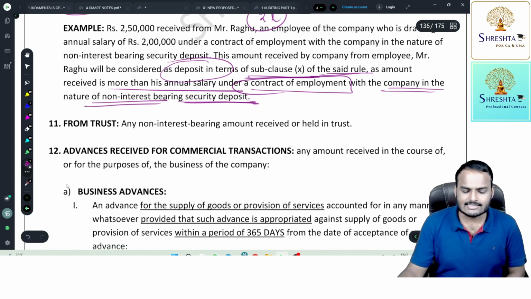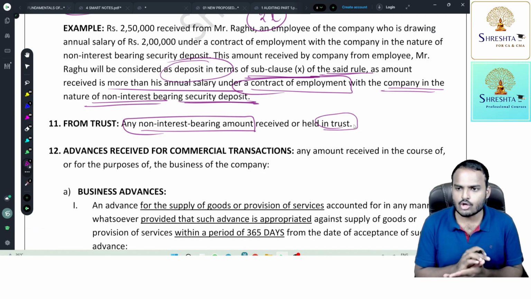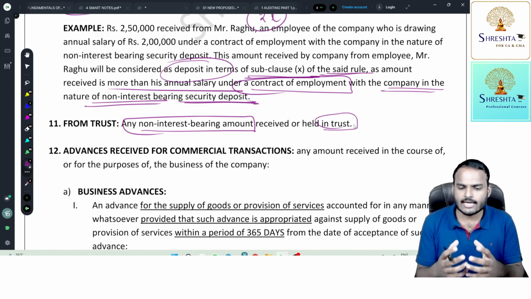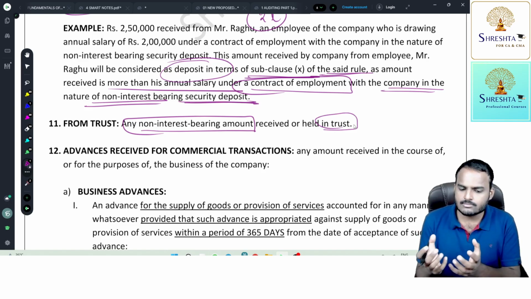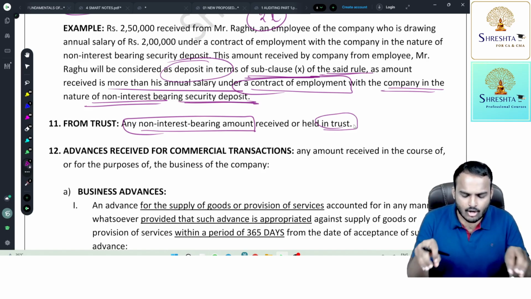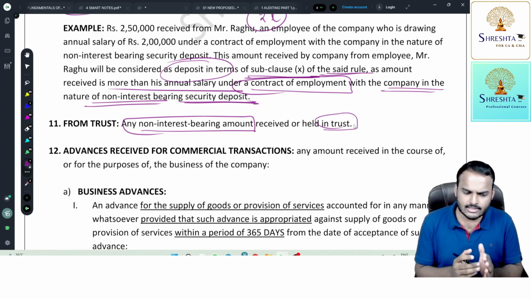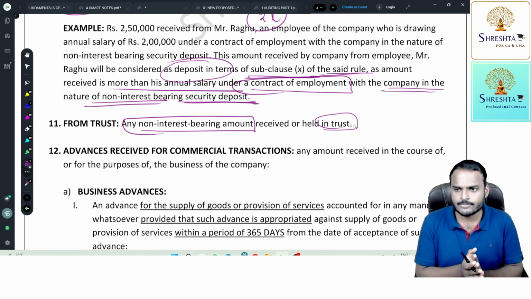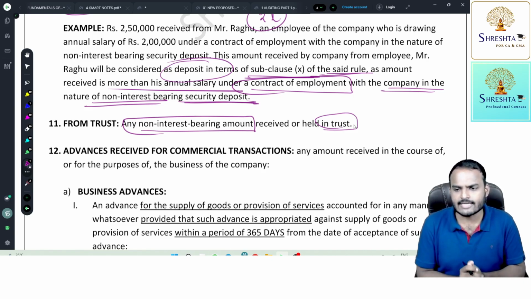Next one, from trust. Any non-interest bearing amount received or held in trust is also not treated as deposit. Suppose I created a trust to promote educational activities. In all rural areas, all the children should be educated. That is our main objective. So for that, we need to build schools and hire teaching staff. For that, I mobilized funds and created a trust. So in total that money is, for example, 10 crores.